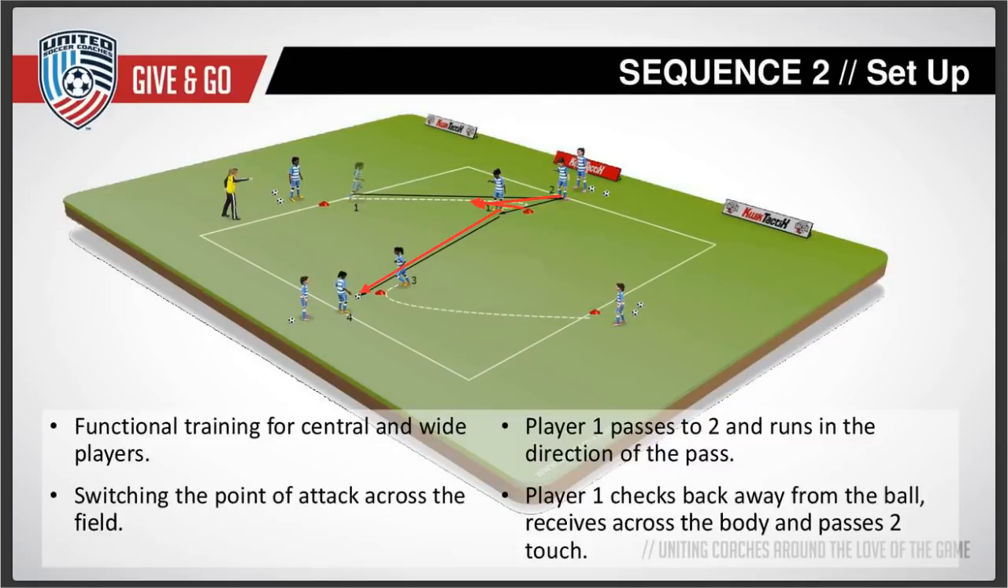As the pass is being made from number 1 to number 4, number 3 sets off, gets to the cone, backs up, and then makes their pass to number 1.